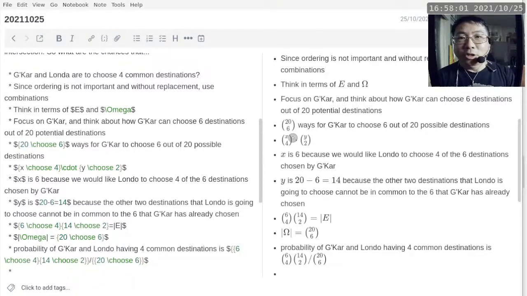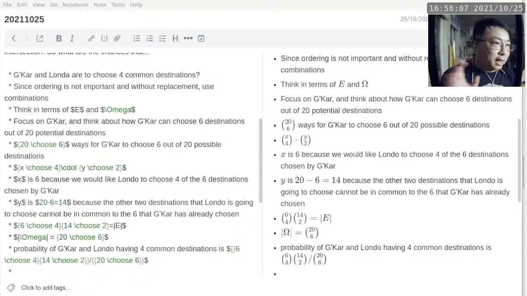All right, so that's the first one, and then we're going to answer the second question, which is, I'm still a little confused about why only one person matters. Because it's a perspective, okay? It doesn't matter how many ways Jakar can choose the 6 destinations. For each way that Jakar can choose a destination, there are this many ways for Londo to choose his destinations in order to have exactly 4 overlapping. That is why. Because you'll be multiplying 20 choose 6 both in the numerator and the denominator, and they just cancel out.